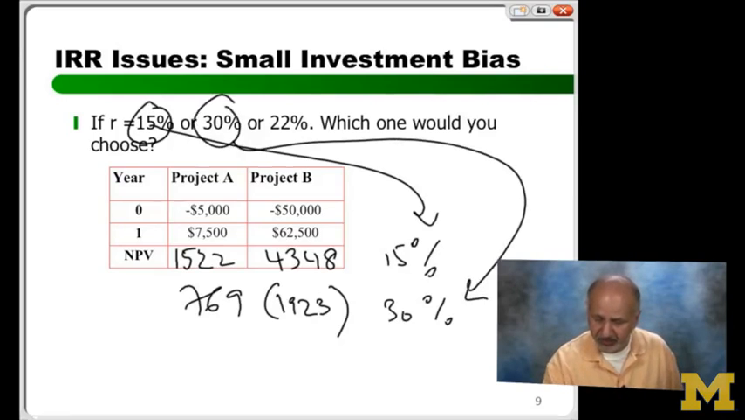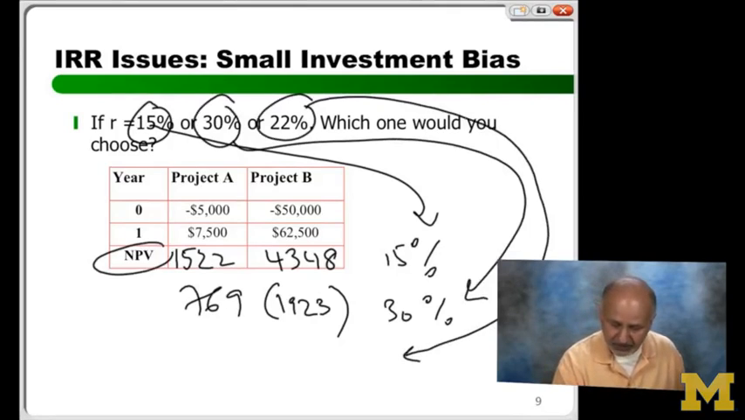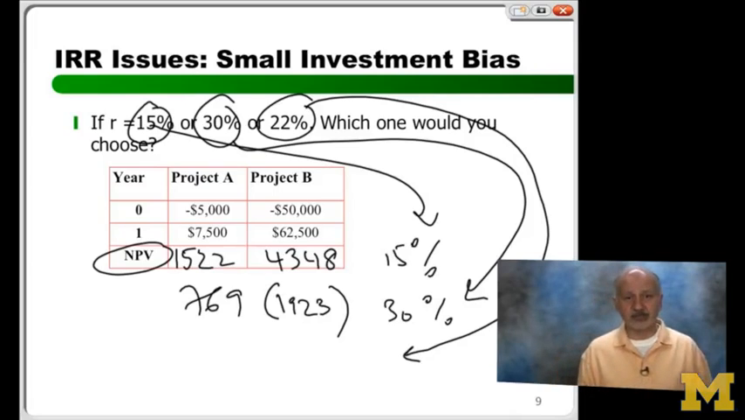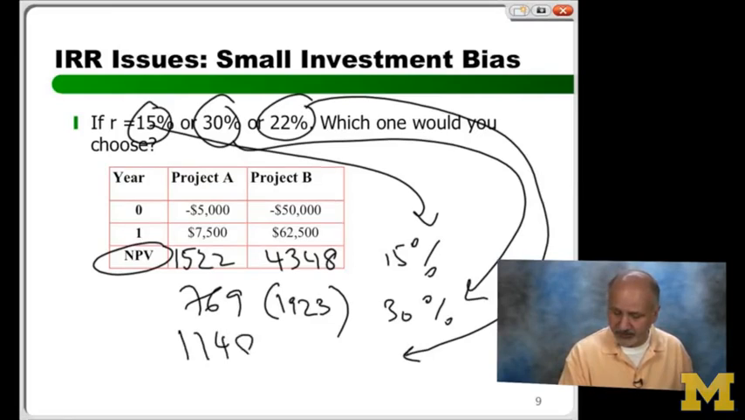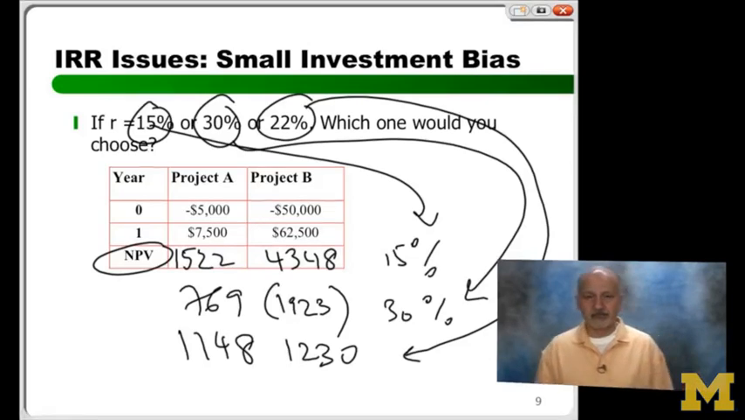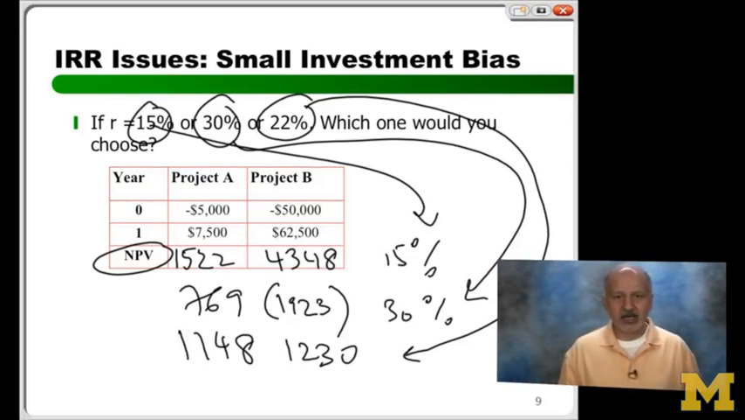And the calculations I am doing are NPV. Remember, I'm doing NPV, and these are very simple to do. So for example, how did I get 1522? Minus 5,000, 7,500 divided by 1.15 and so on. Okay, so let me put down the third number. 1148, 1230. So now let's go over it again.